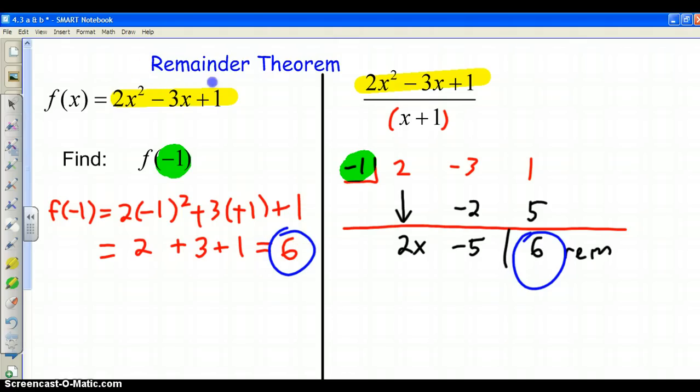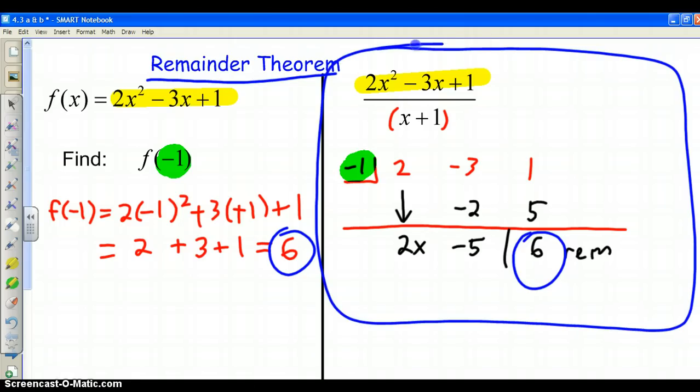Well, guess what the remainder theorem says? That if you synthetically divide out that number there, your remainder will be the same as if you had plugged it into the function. Now we have a way to double check ourselves, but I want you to use this method rather than this method. This is your double check over here, which would be fine to do, to double check that you're right.